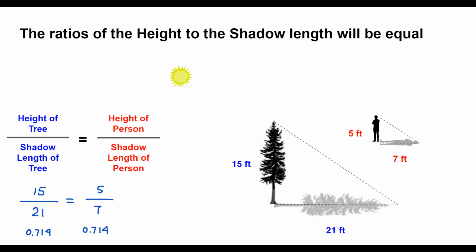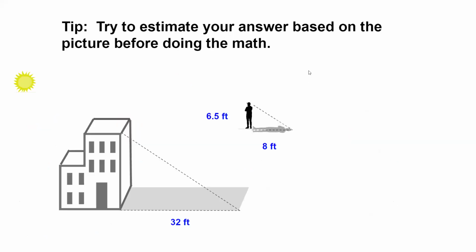So the purpose of this discussion is to show you that this is the case and how it can be used to solve for one of the missing dimensions in a problem like this. Usually the height of one of the objects. So before we get to that, one tip: try to estimate your answer based on the picture before you go through the math. It might help you eliminate some ridiculous answers.